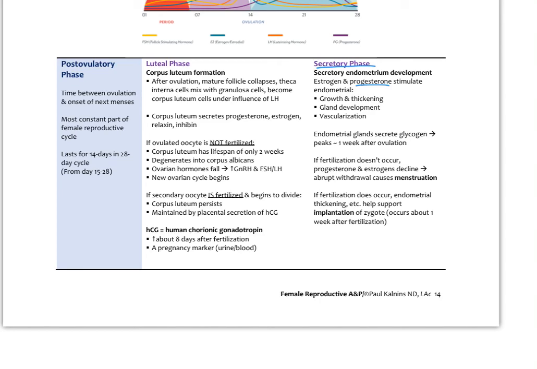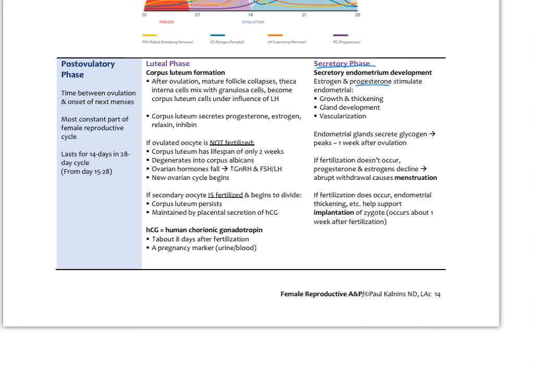If fertilization does occur, the endometrial thickening and so forth, and all that glycogen are going to help support implantation of the zygote, and specifically the blastocyst, and that is going to occur anywhere between 6 up to about a week or so after fertilization itself. So that's the secretory phase.